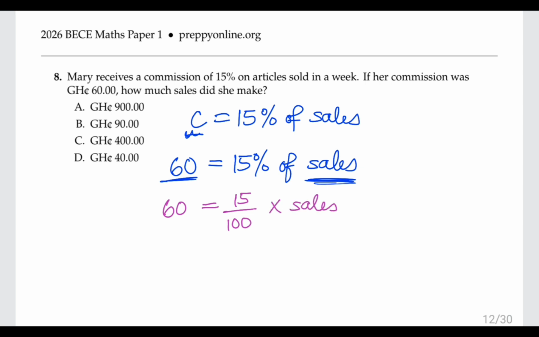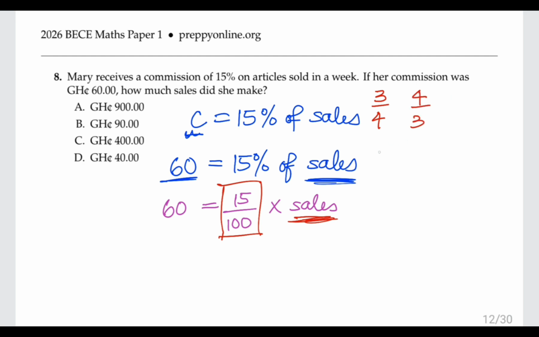So how do we find sales? We can multiply both sides of the equation by the reciprocal of this fraction. Why do we multiply by the reciprocal? Because we want to get 1. If you multiply a fraction by its reciprocal, you get 1. And if we get 1, then we isolate sales on one side of the equation. So the reciprocal of a fraction is just writing the denominator over the numerator. So if you want the reciprocal of 3 over 4, it's 4 over 3.